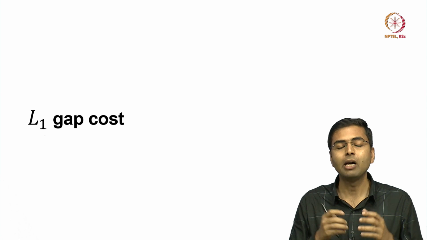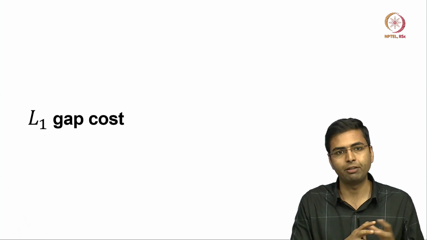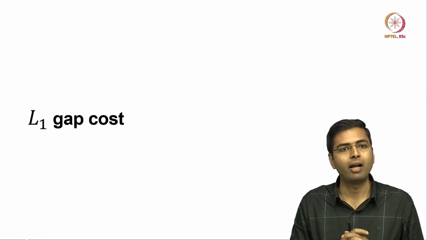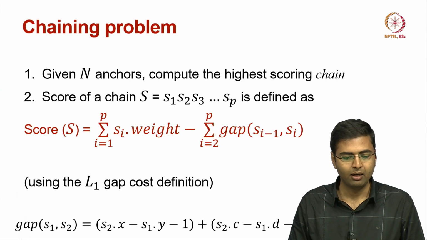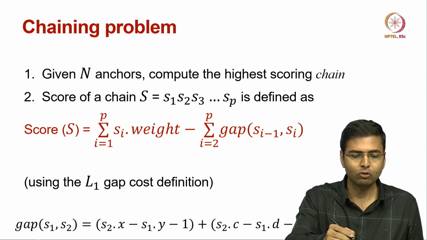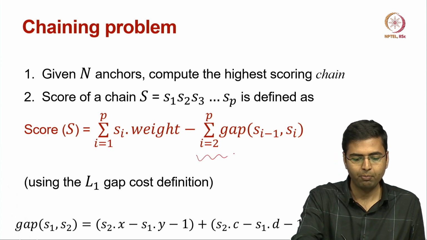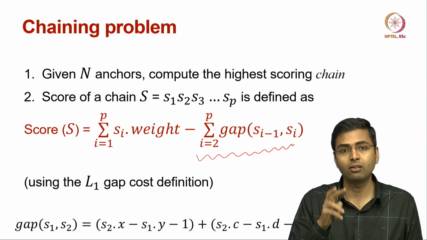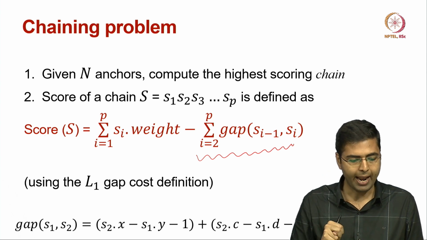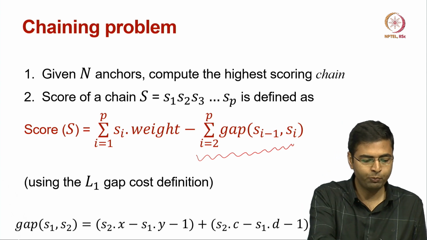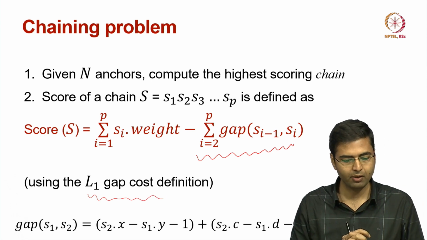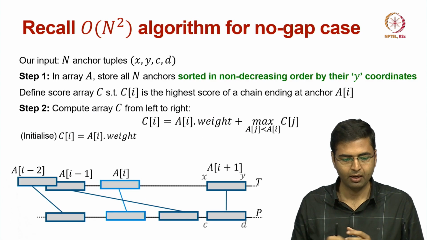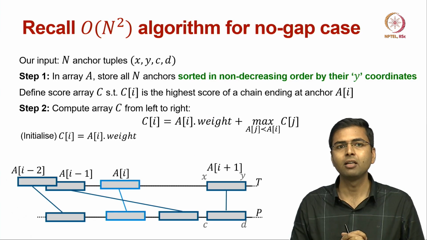So let us get started with how to solve chaining problems with these two gap cost definitions. And to start with, we will start with a simpler gap cost, that is L1. So basically we are solving the chaining problem now, while considering gap cost between consecutive anchors, and to get started we will be assuming L1 gap cost between two consecutive anchors. So in terms of solution, how do we solve this problem?